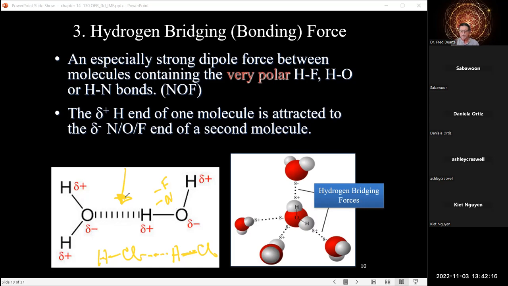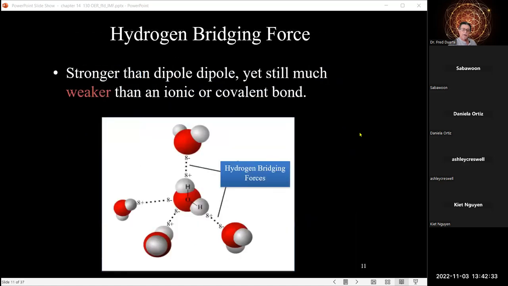It's because you put energy into the system, you're trying to break that up. You're trying to break up the interaction. Right? And that's why, the interaction being so strong, it takes a higher temperature. But again, we are not talking about bonds. These are forces. And so, yes, the hydrogen bridging force is much stronger than the London and dipole-dipole interactions, but they're nowhere near the strength of an actual covalent bond, or for that matter, an actual ionic bond, okay?